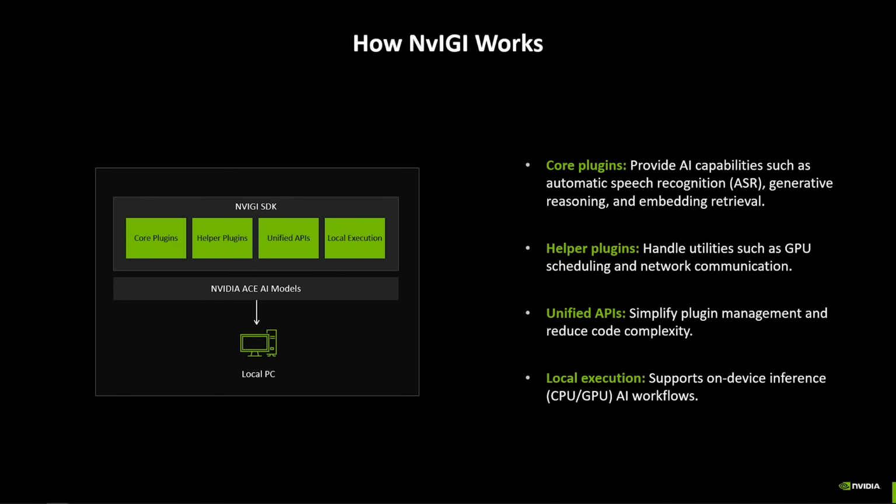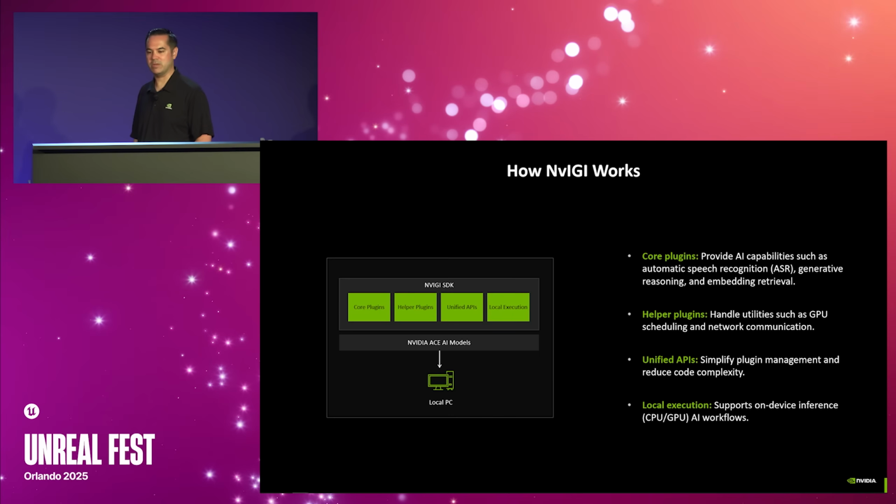So how does NvIGI work? Well, there are 4 components here I want to talk about. We have our core plugins. That's very important because those plugins provide the AI capabilities such as ASR, which is automatic speech recognition. We can run ASR either on the GPU or the CPU. We can run small language models, or we can run vision understanding models. And finally, we can run an embedding model to enable retrieval augmented generation. Those are our core plugins.